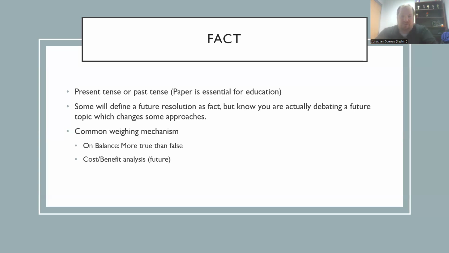And then there's also cost benefit analysis. Again, that's a future oriented one. If they ran all schools should go paperless as a fact round, and then they said, on balance, more true than false. You could say, sure, Judge, I recognize the more true than false. I feel like a cost benefit analysis would be a better approach to this, right? Like, how do we decide what is more true than false? Well, we do it through a cost benefit analysis. We're asking what is better in the future for schools to be paperless or to not be paperless. So you can kind of explain why that is.